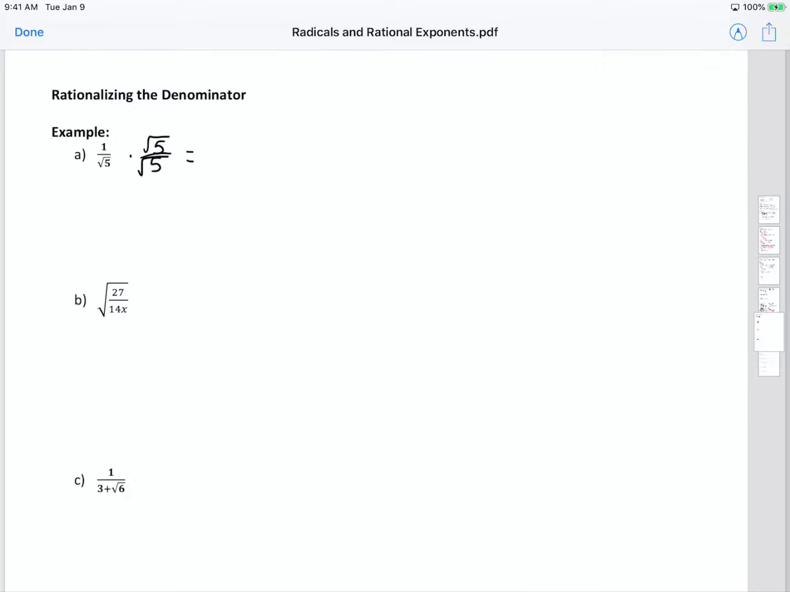And when we multiply fractions, we multiply across the top and we multiply across the bottom. So on the top, I have 1 times the square root of 5, which is the square root of 5. And in the denominator, I have the square root of 5 times the square root of 5, which, as you know, when we multiply and the roots are the same, we just multiply what's underneath the roots together. So I have the square root of 25. And then that can simplify as the square root of 5 over 5, because the square root of 25 is just 5. And now we no longer have a square root in the denominator.